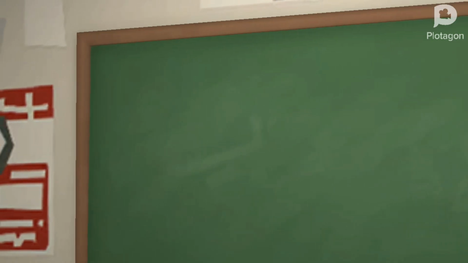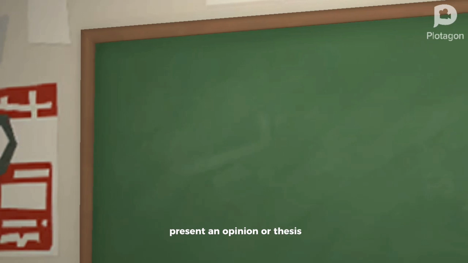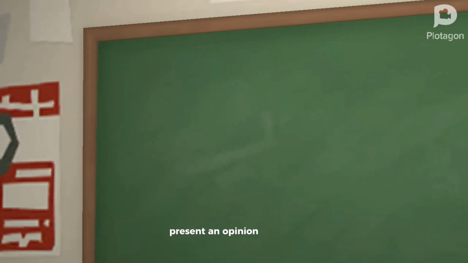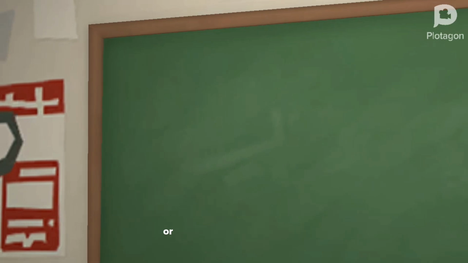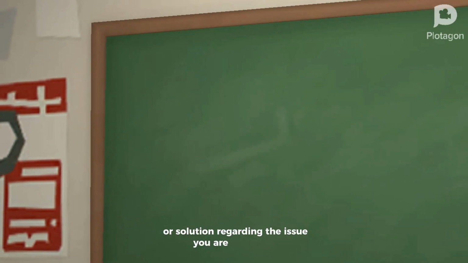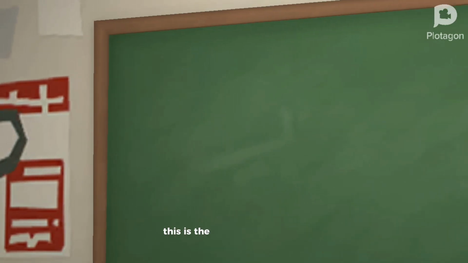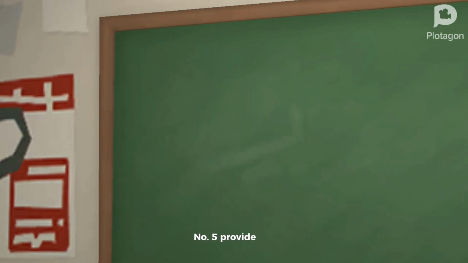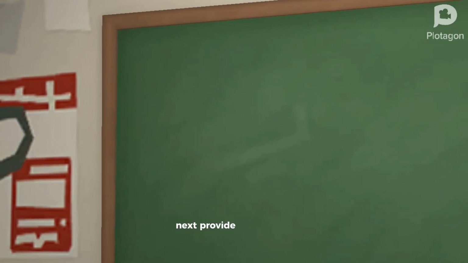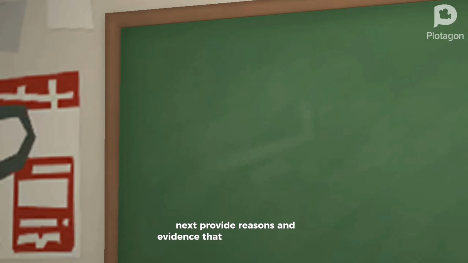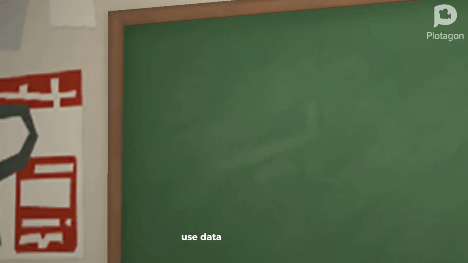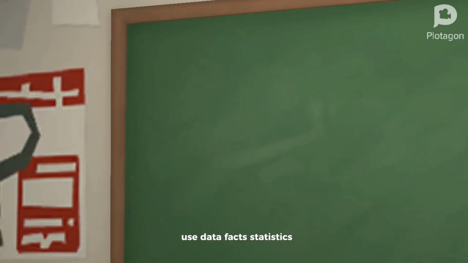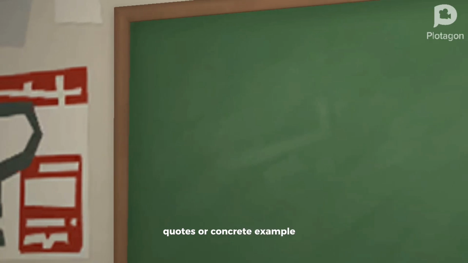Number 4. Present an opinion or thesis statement. Present an opinion or thesis statement that support one particular point of view or solution regarding the issue you are discussing. This is the core of an analytical exposition text. Number 5. Provide data. Next, provide reasons and evidence that support your thesis statement. Use data, facts, statistics, quotes, or concrete example to strengthen your argument.